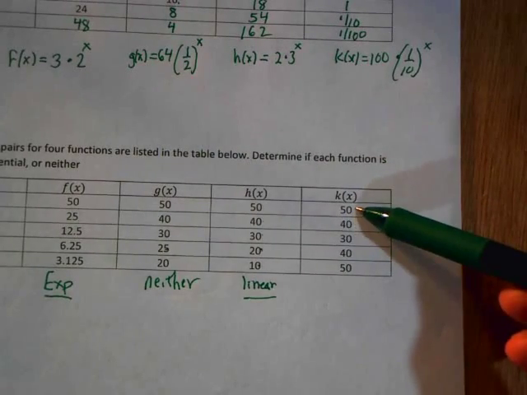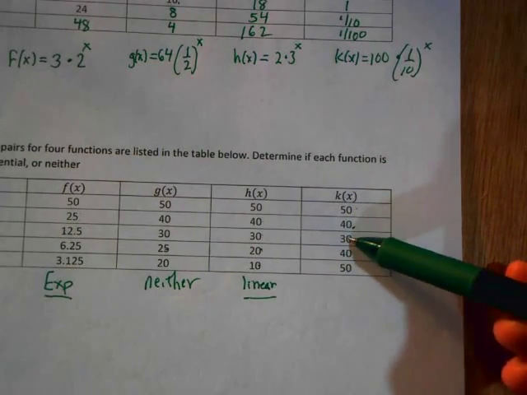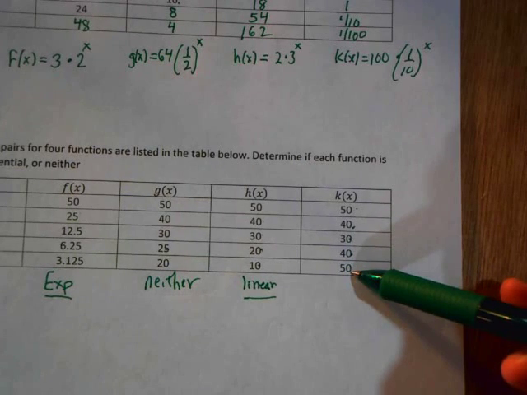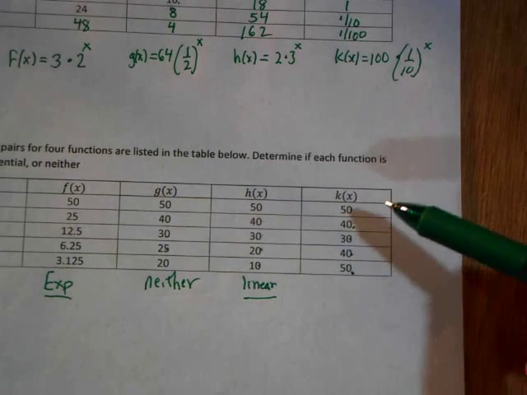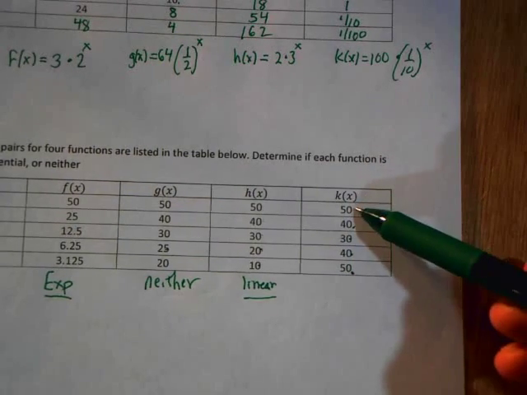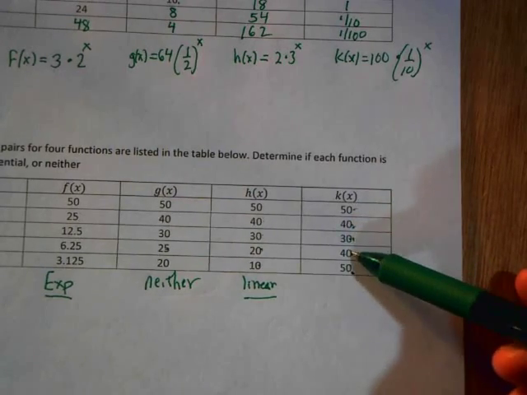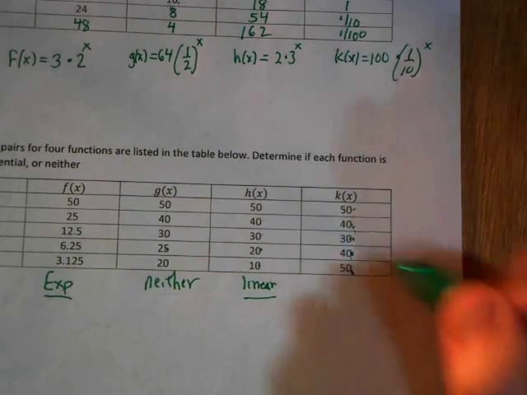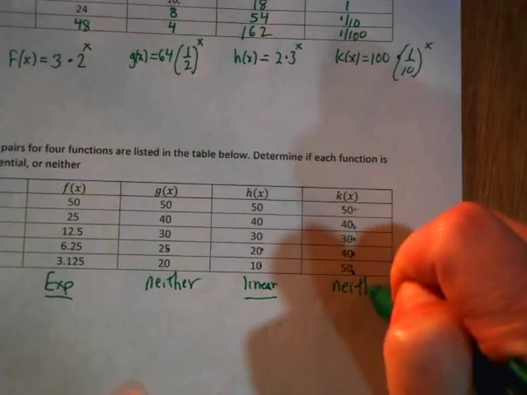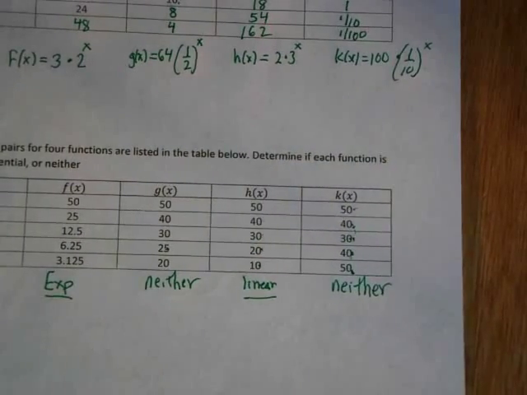And finally, K: subtract 10, subtract 10, add 10, add 10. That's not linear. We didn't do the same adding and subtracting each and every time. And it definitely can't be exponential because it starts as decay. It would have to continue as decay. It can't turn around and start growing again. So that one's also a neither. All right, so that ends our introduction to exponential functions. We'll be looking some more at exponential functions over the next couple sections.